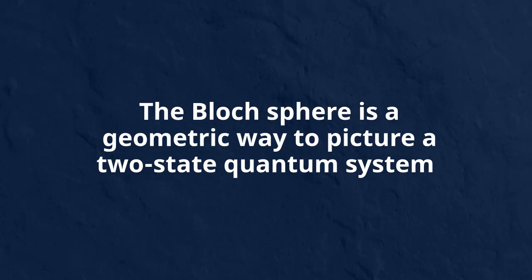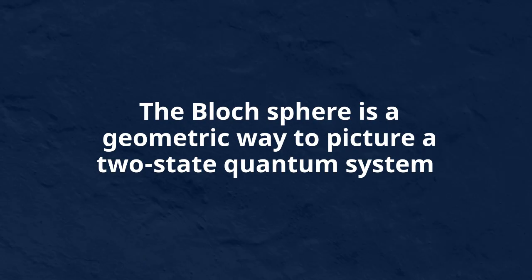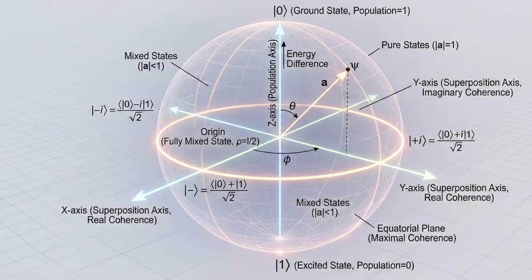The Bloch sphere is a geometric way to picture a two-state quantum system. The vertical axis, the z-axis, corresponds to the difference in population between the two pointer states, how likely we are to find 0 versus 1.